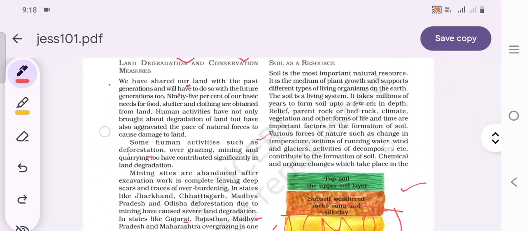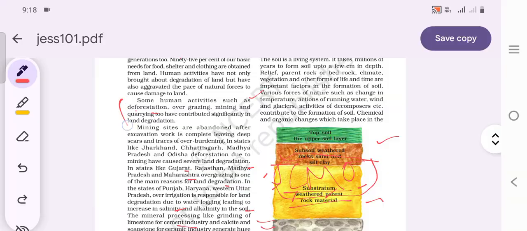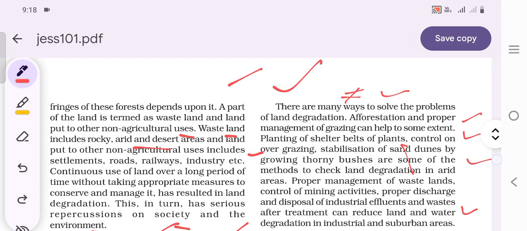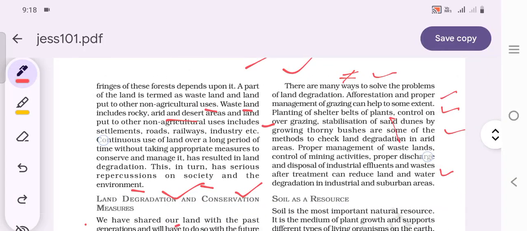So whatever we have discussed about the causes of land degradation, those are what we need to prevent and control. That's it. That is land degradation.